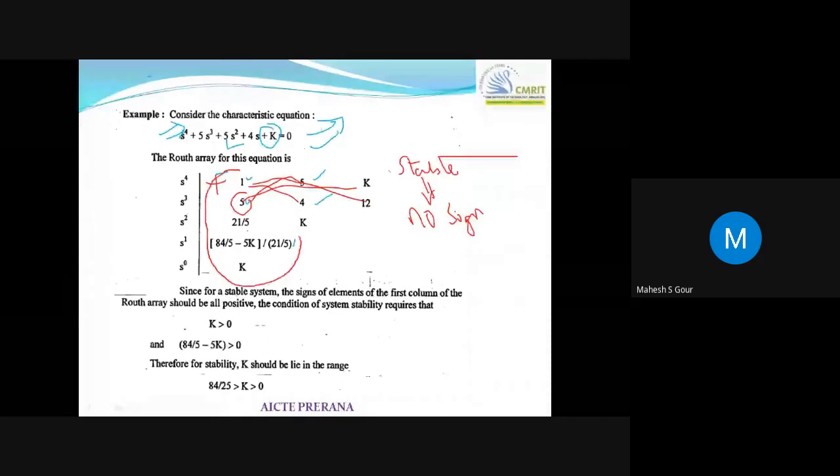If it is starting from positive, all the terms in the first column should be positive, right? So in order to make the s power 1 coefficient positive, k should also be positive. It indicates k should be greater than 0, and 84 by 5 minus 5k divided by 21 by 5 should also be greater than 0. When you solve, you will get k as 84 by 25. So k should be less than 84 by 25 and k should be greater than 0. I hope everyone is good in maths in solving greater than and less than symbols, right?